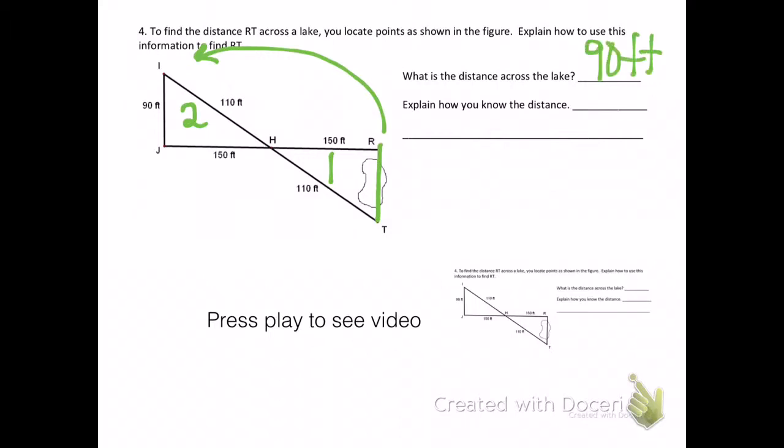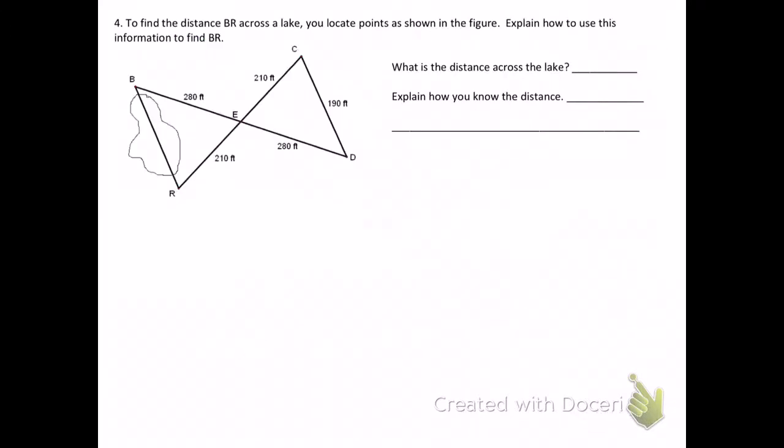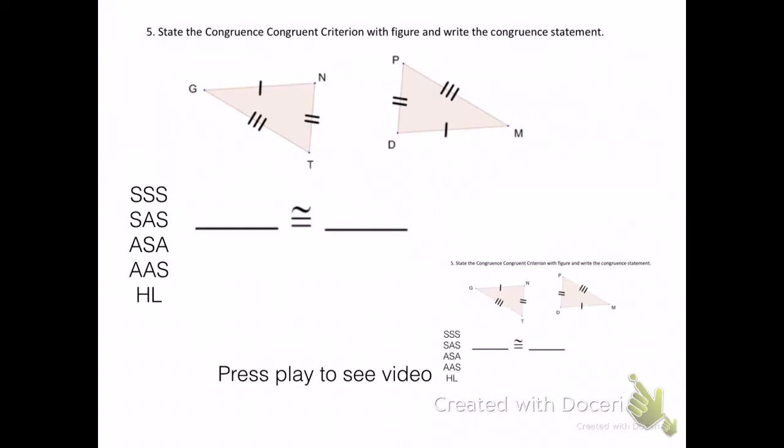And how did you explain it? Well, it was a rotation of 180 degrees. And rotations are rigid motions. You do this one. To find the distance BR across the lake, what is the distance across the lake? State the congruence criterion with figures and write the congruence statement.